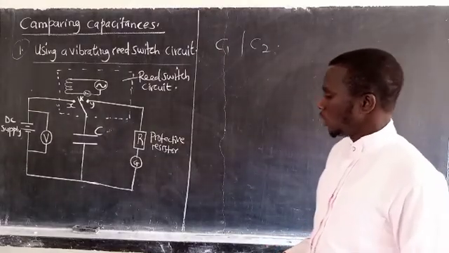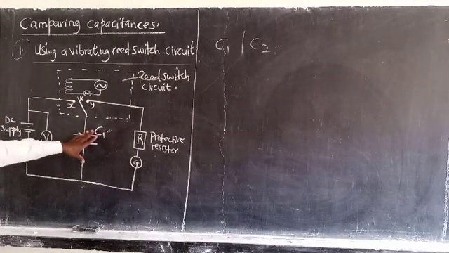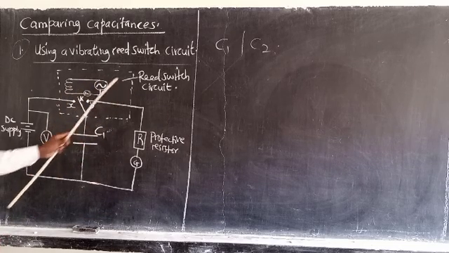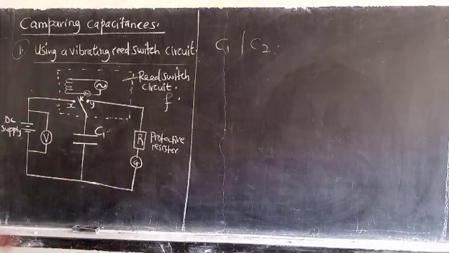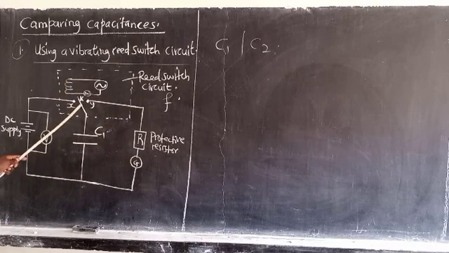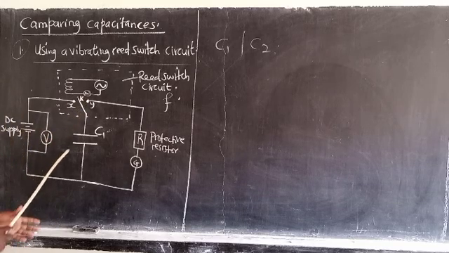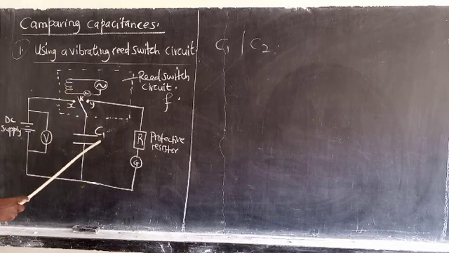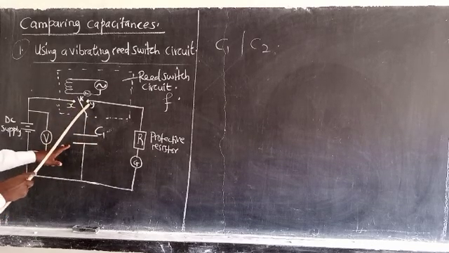So for this case, what are you going to do? It is as simple as inserting the capacitor of capacitance C1 in this circuit. Then we activate the reed switch circuit at a suitable frequency, which we call f. What happens? This switch K, this reed switch, will make contacts at X and Y, as we saw in the previous experiment, thereby charging and discharging this capacitor respectively. When it makes contact at X, it charges it. When it makes contact at Y, it discharges it.